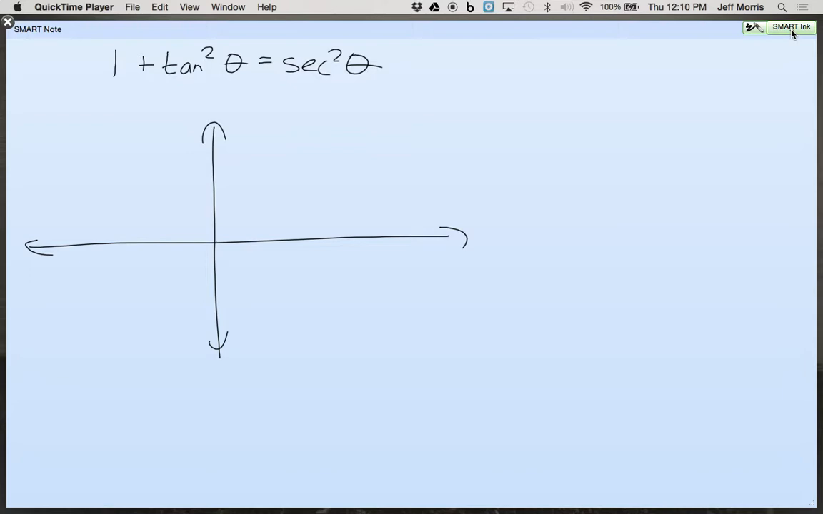Sine and cosine makes sense to me. It's kind of like, those should go together, right? Sine and cosine, sine squared plus cosine squared equals 1. But why was it 1 plus tangent squared equals secant squared? Why wasn't it 1 plus tangent squared equals cotangent squared? That seems like it makes more sense.